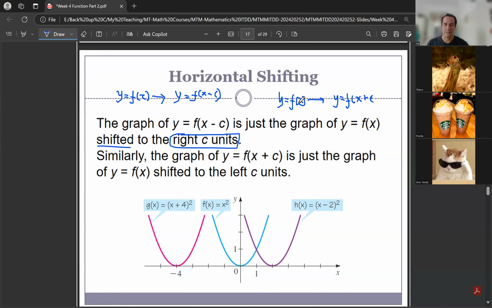You must remember the shifting to the right or to the left. This is a shift to the right, from blue to purple, but this is a shift to the left, from blue to red.